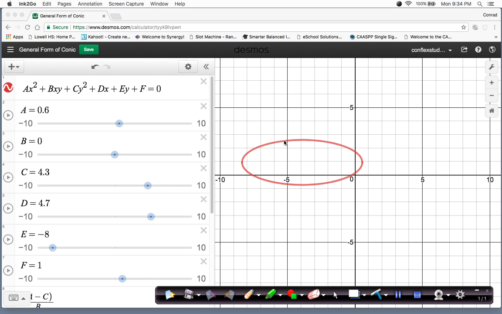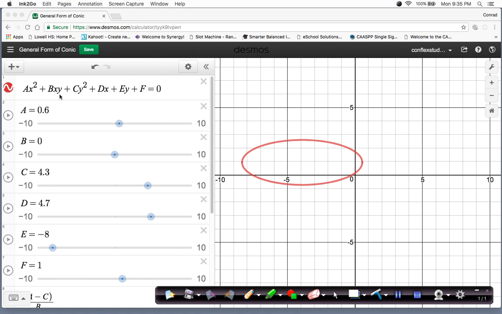Let's get started here. We're going to talk about rotation of axes. In the previous lesson we looked at this general equation for a conic, and we saw that we could change the different values to get ellipses, hyperbolas, parabolas, whatnot. But at the time we had a restriction where b was equal to 0. Basically there's no xy term.